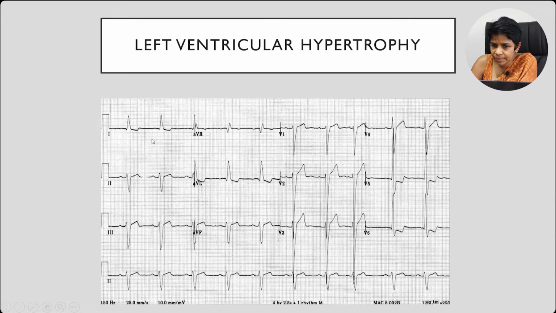This is an example of left ventricular hypertrophy. You can see the QRS waves are tall, and if you calculate from the S wave of V1 and the R wave of V5 or V6, it definitely goes beyond 35 millimeters.